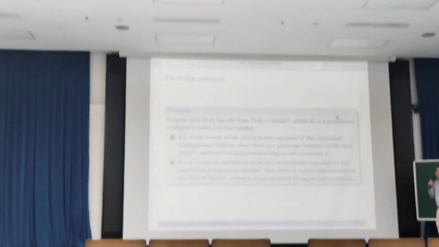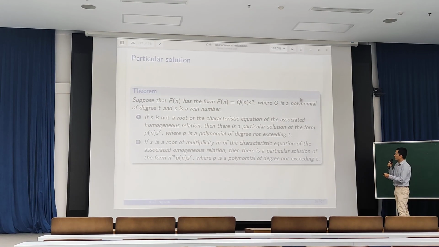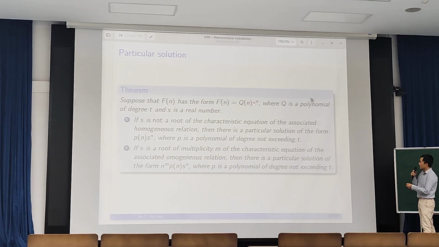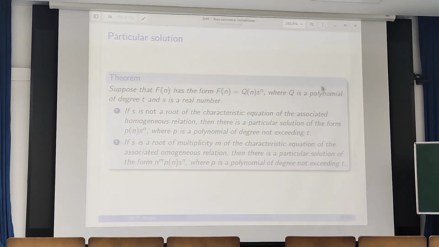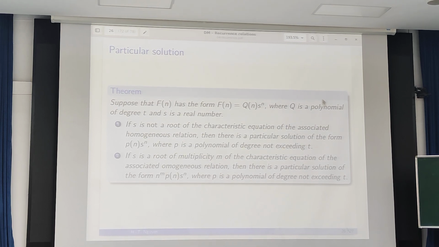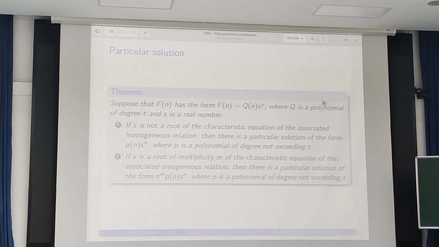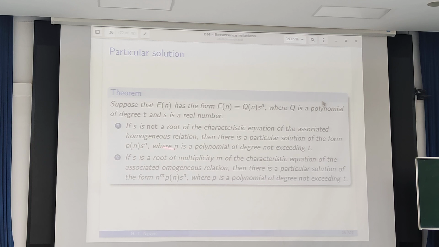And now we have a tool here. If fn is somehow of the form of a polynomial in n times an exponential term like this one, then we have two cases here, but in either case we will know that the particular solution has some form. Okay, so this form is given here.